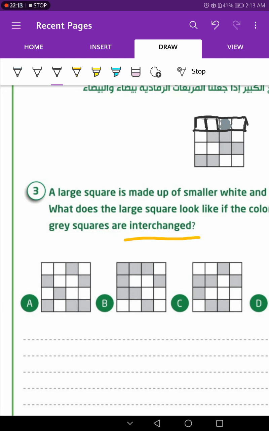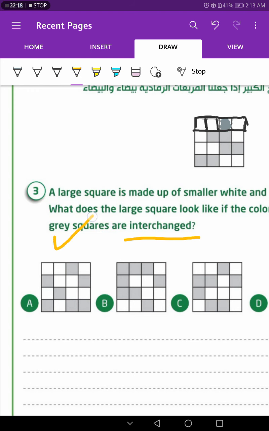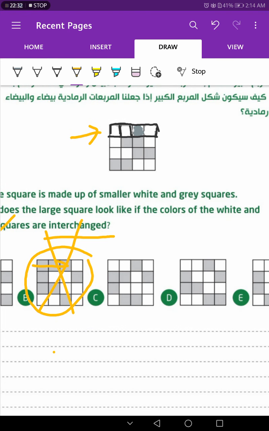2 white, 1 gray. Yes, good. This is one, maybe good. Okay, but don't rush. And okay, what about B here? We have 2 whites here up, but here I have 3 gray, so it is impossible. Check here. 2 white, 2 white, 1 gray, 1 gray, 1 white, 1 white.